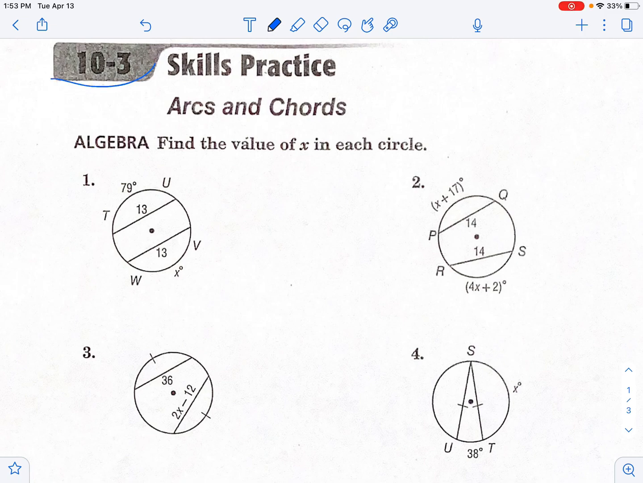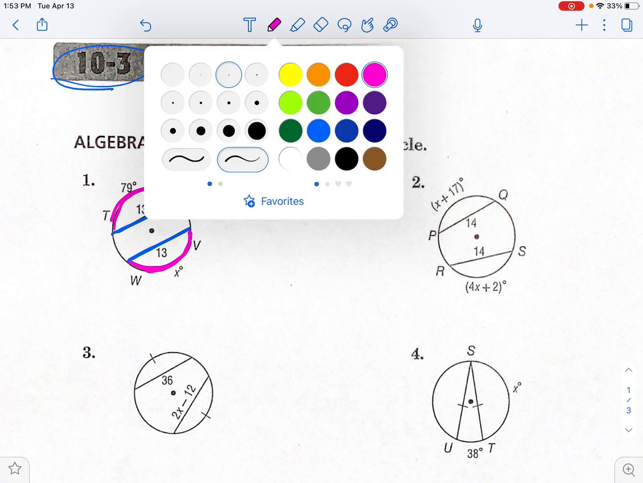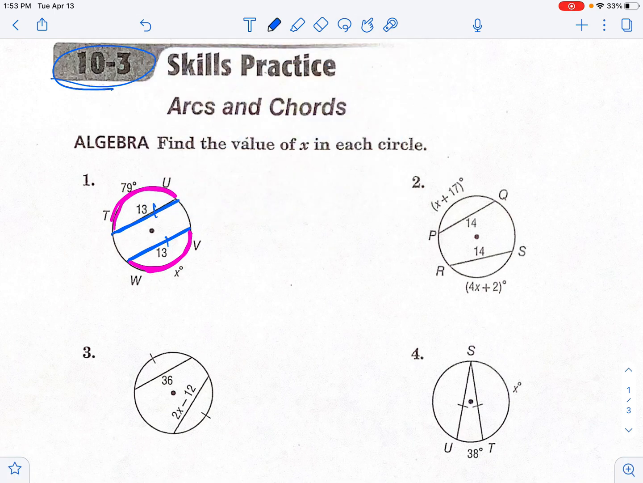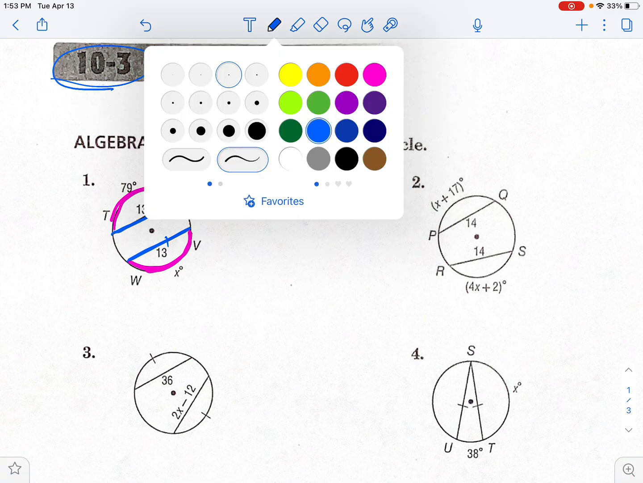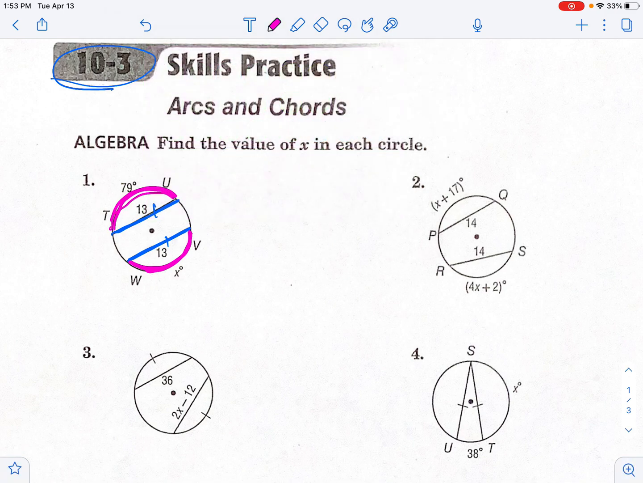Okay, so this is 10.3, arcs and chords. So the first theorem states that if the line segments or the chords are congruent, then the arcs are also congruent. Because I see that my chords are both 13, I know that my arc, since the top one is 79, the bottom one is also going to be 79 degrees.